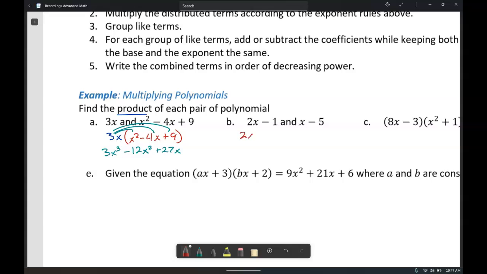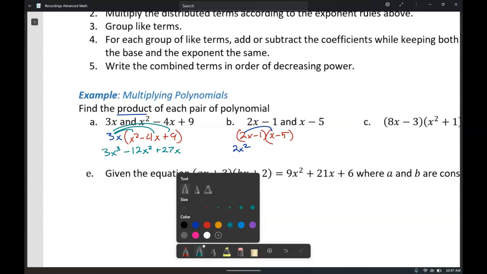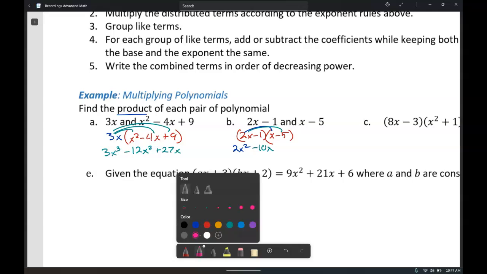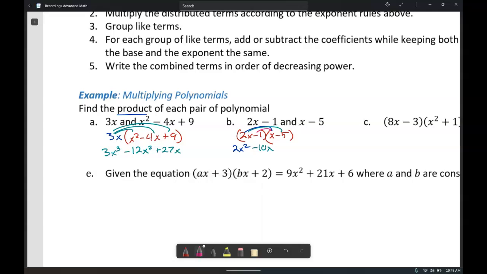Next one, we have two binomials, 2x minus 1 times x minus 5. We'll go ahead and distribute each term in the first to each term in the second. Start with 2x times x, 2x squared. Then we'll do 2x times negative 5, negative 10x. Then we'll go ahead and do negative 1 times x, which is negative x. And lastly, negative 1 times 5 is positive 5.